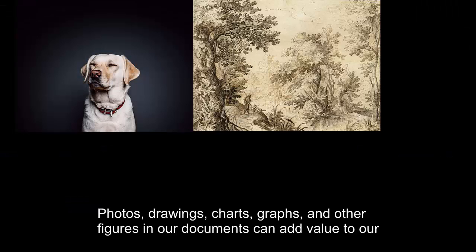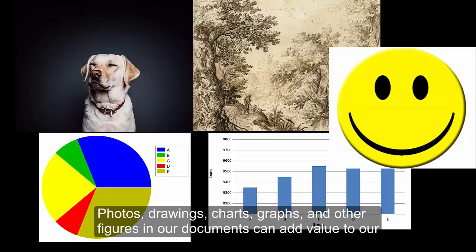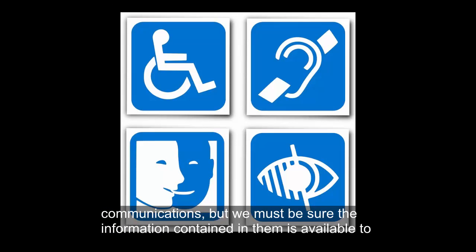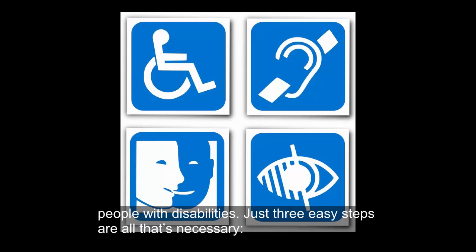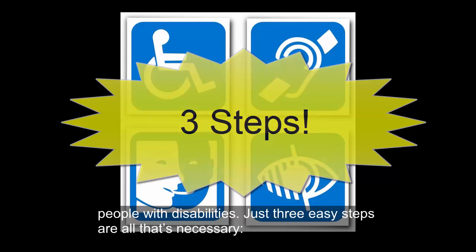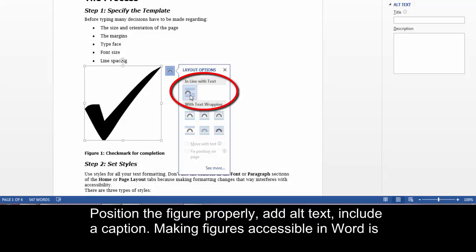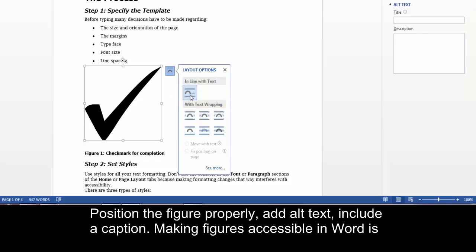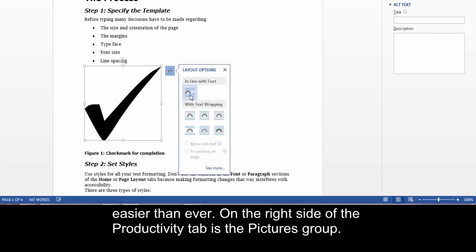Photos, drawings, charts, graphs, and other figures in our documents can add value to our communications, but we must be sure the information contained in them is available to people with disabilities. Just three easy steps are all that's necessary. Position the figure properly. Add alt text. Include a caption.